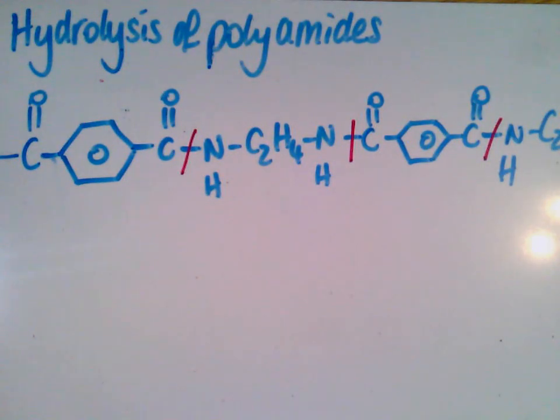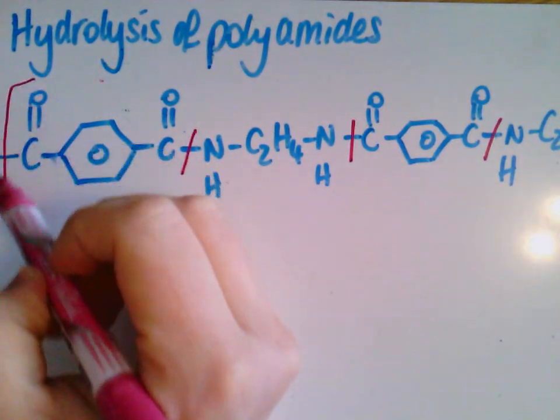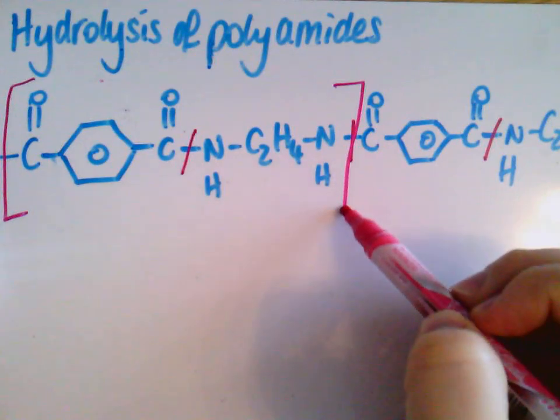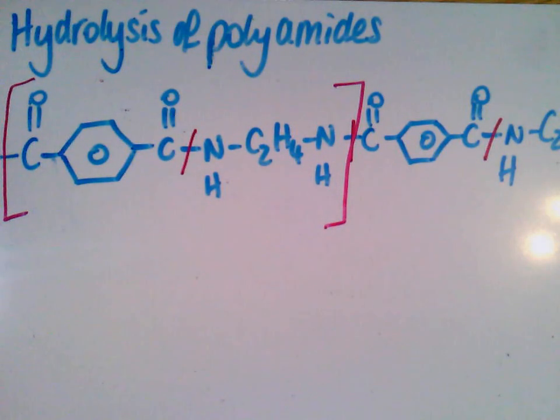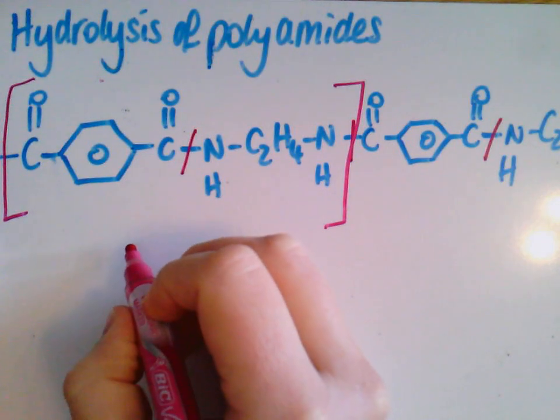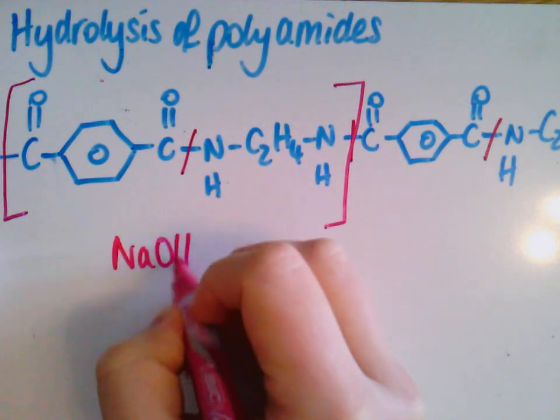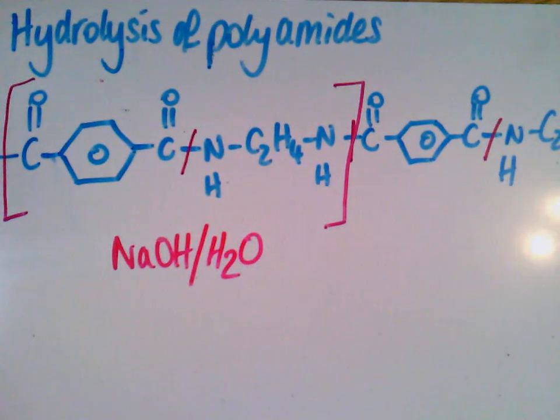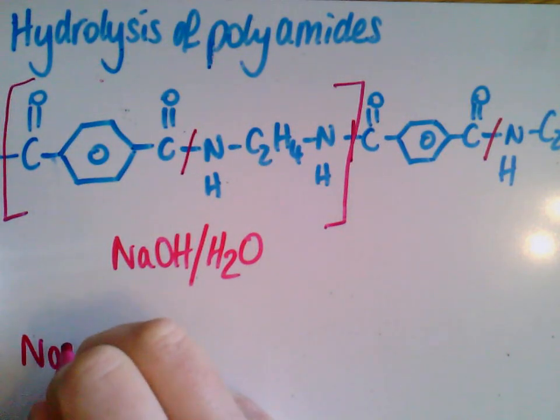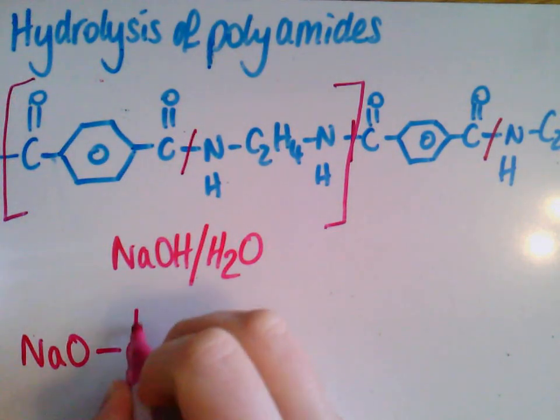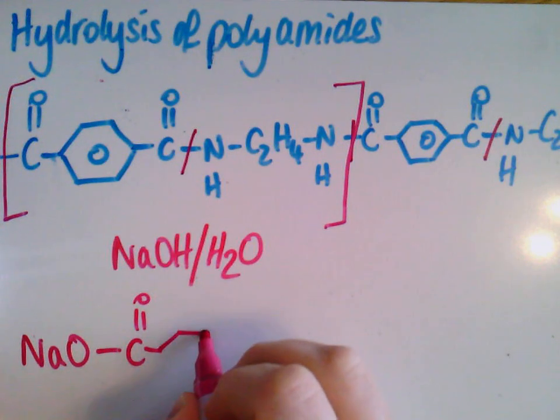And there's a few of them, so I've got more than one repeating unit. So I'm going to bracket this off to show where one repeating unit is. Okay, and the alkaline hydrolysis of this is going to use sodium hydroxide in the presence of water to cleave that amide link. So because I've got basic conditions, I would perhaps have formed a dicarboxylic acid, but I'm going to form instead a carboxylate salt.